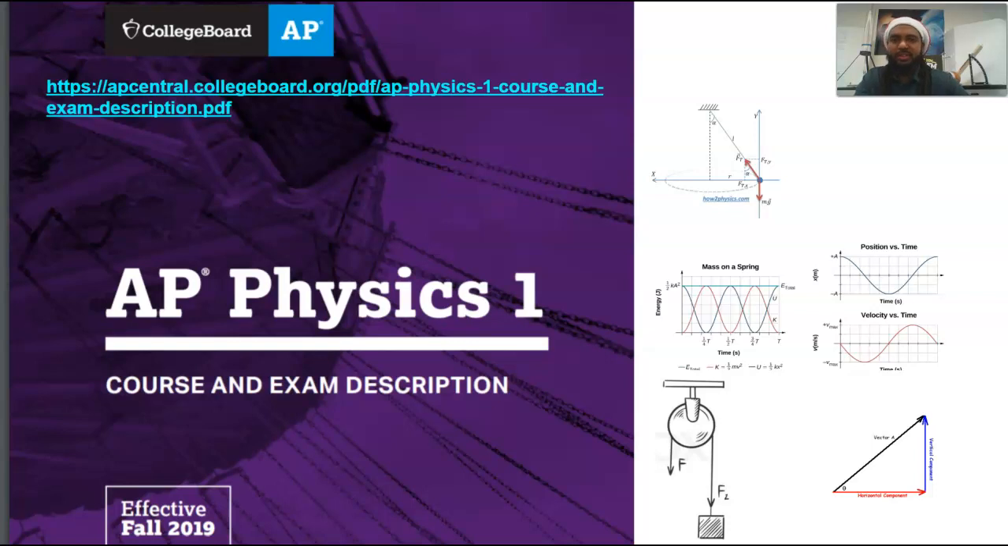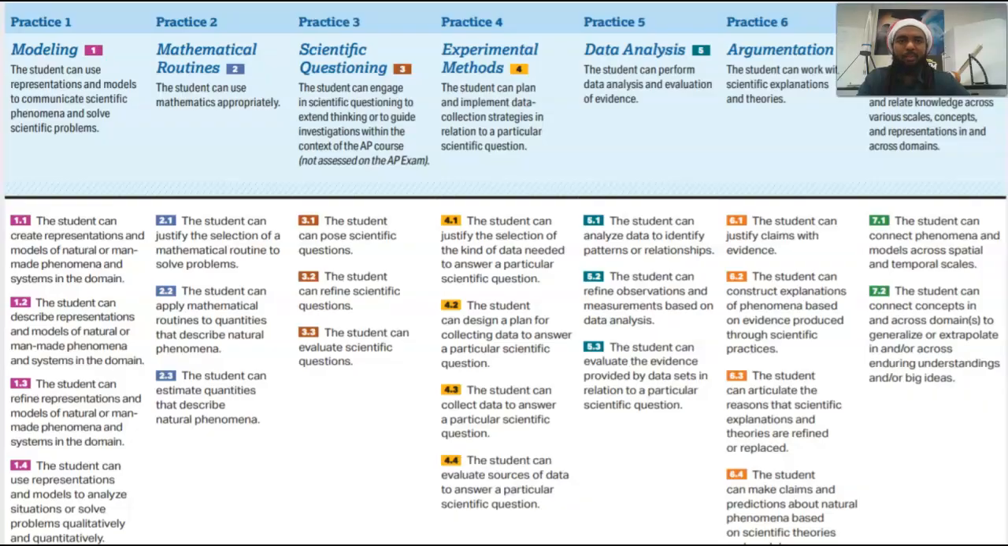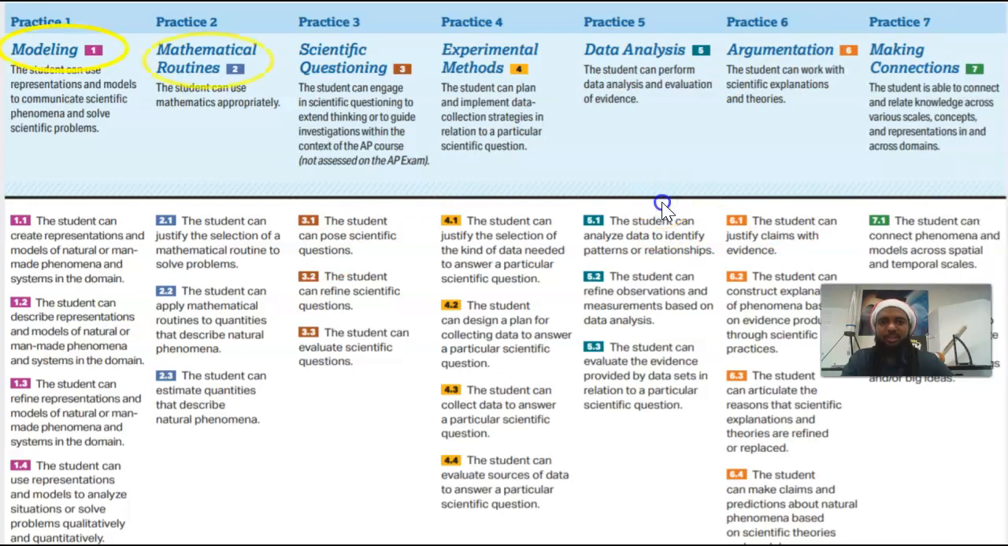Alright, so the AP Physics syllabus can be found at that link, and just to give you an idea, the course is split up into science practices as well as content, and the practices are these 7 things here. So these 7 science practices cut across all the content, and you can see the descriptions here. They're also there in the syllabus. Any question on the exam is going to be asking you as a student to use one or more of these practices and apply it to the content. So it's all application. There is no recall here.